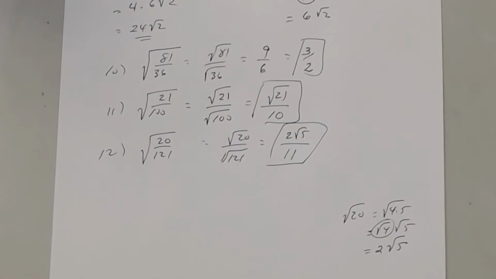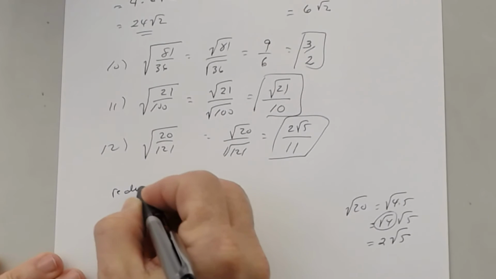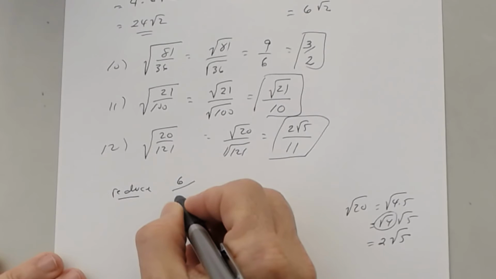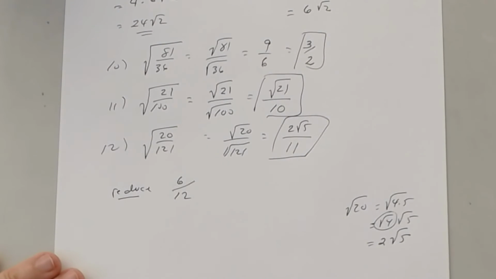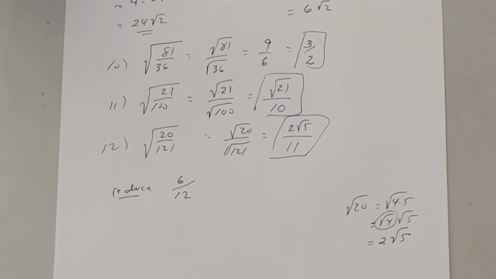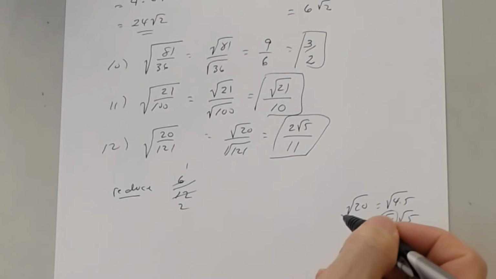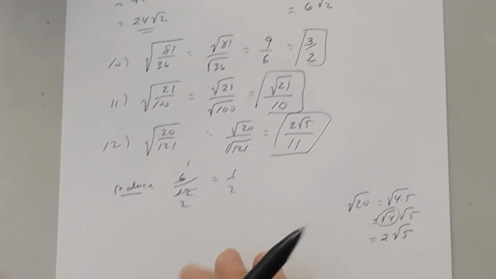All right, and before we do the next one, let's review something from a previous course. If I asked you to reduce 6 divided by 12, can I reduce that? Yes, and I always use the largest. What's the largest GCF, the largest factor that goes into 6 and 12 evenly? 6. So you'd say 6 into 6 is 1, 6 into 12 is 2, right? So you get 1/2.